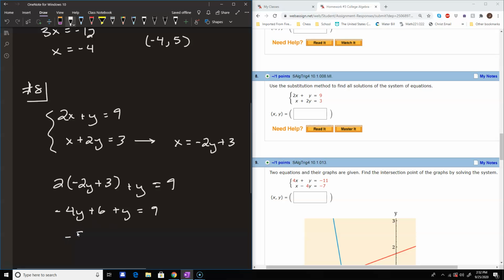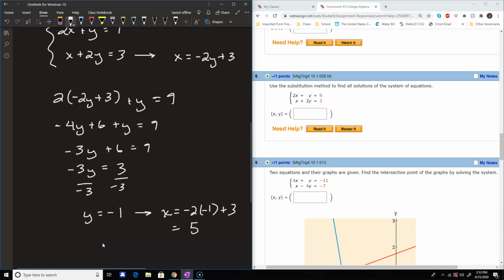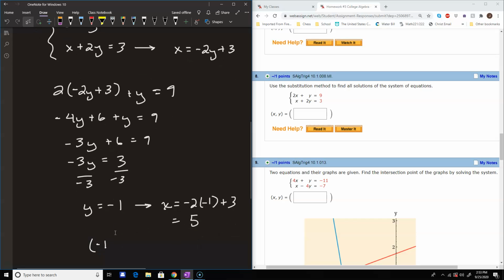Negative 4y plus y is minus 3y. And then we also want to subtract our 6, so we get minus 3y equals 3, which means y is going to equal negative 1 when you divide by negative 3. So y equals minus 1. And then we know x is negative 2y plus 3, so that means x is negative 2 times negative 1 plus 3, so x comes out to be 5. So our answer for this problem is 5 comma negative 1.